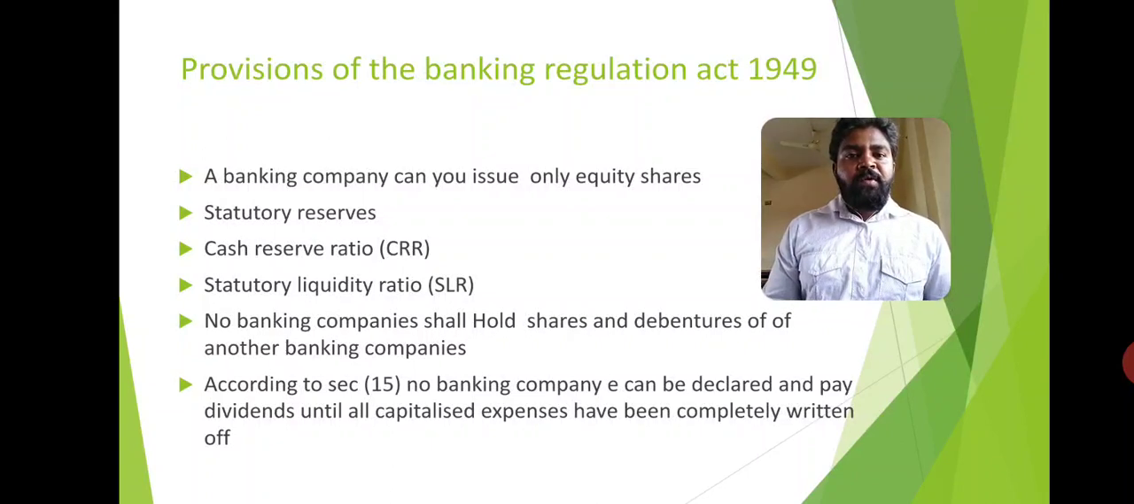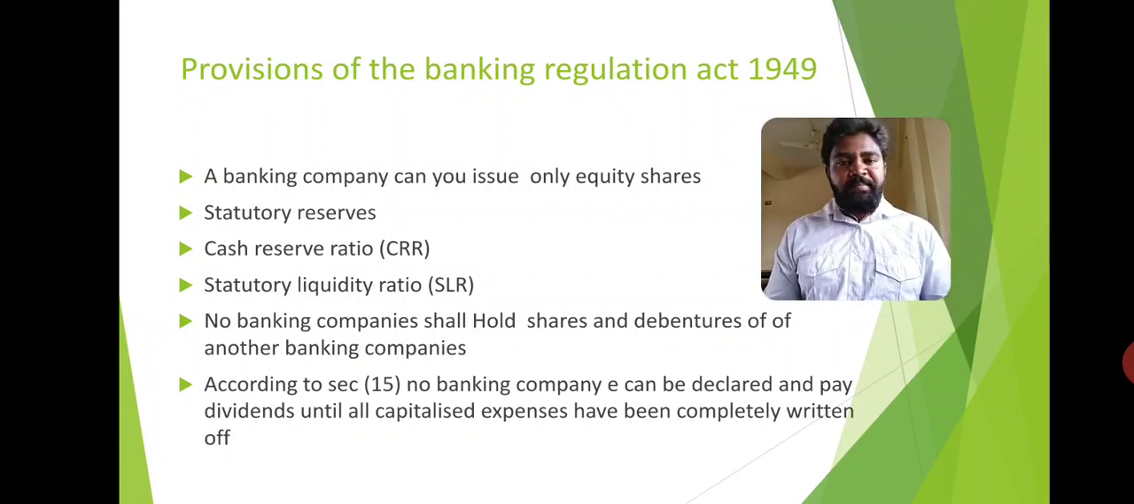And next, no banking company shall hold shares and debentures of another banking company. Here that means your bank should not hold the shares and debentures of another banking company. Next, according to section 15, no banking company can declare and pay dividends until all capitalized expenses have been completely written off. Until the capital expenses are written off, your banking company should not declare any dividends to the shareholders. Okay, so these are the provisions of the Banking Regulation Act 1949.